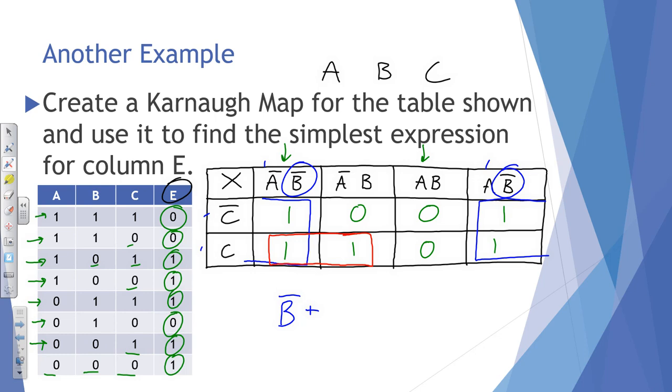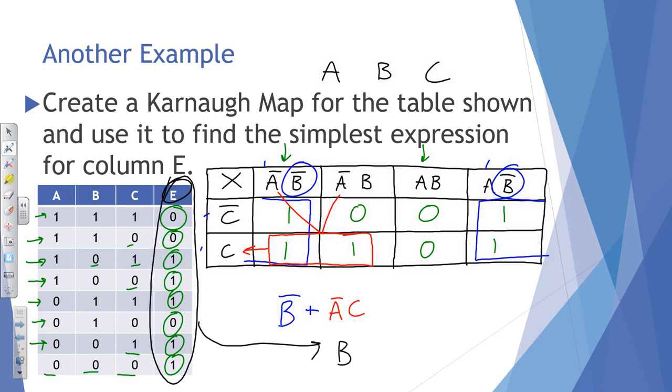Now, what do those 2 ones in the red box have in common? Well, they clearly have parameter C in common, but they have something else in common. What is it? They both have the negation of A. So our other condition here is the negation of A and C. And so the simplest Boolean expression that will yield the 1s and 0s shown for E is the negation of B or not A and C. And we're done.